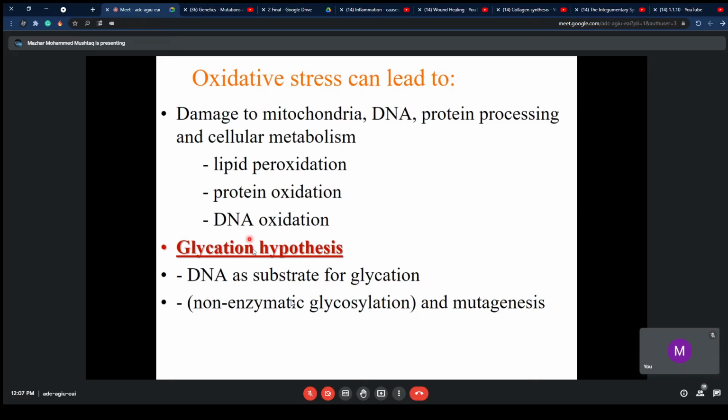Now, in oxidative stress, we also have the glycation hypothesis. What is that? The glycation hypothesis is the attachment of a glucose molecule to some sort of protein. For example, it can attach to the DNA. It can attach to the protein, and this would happen when there is an increased amount of glucose in the blood. And when can that be? Who will tell me when you can have an increased amount of glucose in the blood?